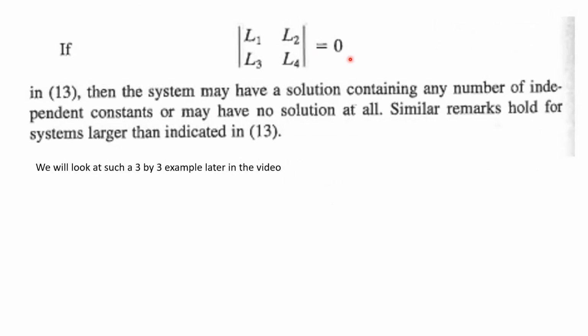Now, if it turns out this equals 0, it's a totally different ball game. There might be no solutions, or there might be an infinite number of independent constants. So this is most useful whenever that does not equal 0. Similar results hold for larger systems, and we'll look at a 3x3 example later in this video. It's actually a very powerful and elegant approach.